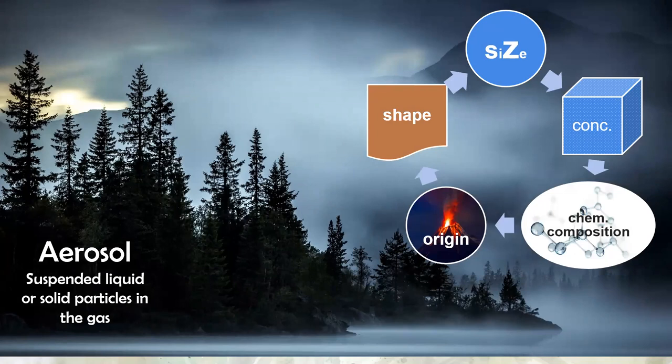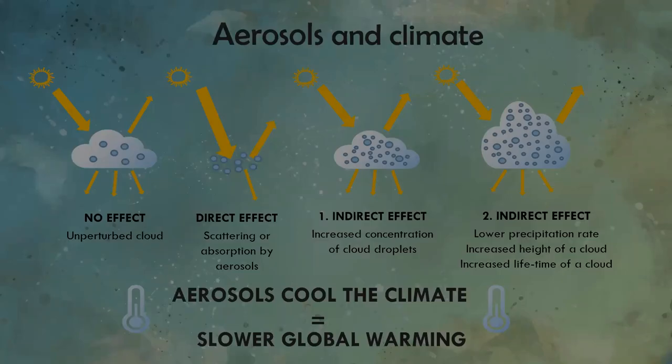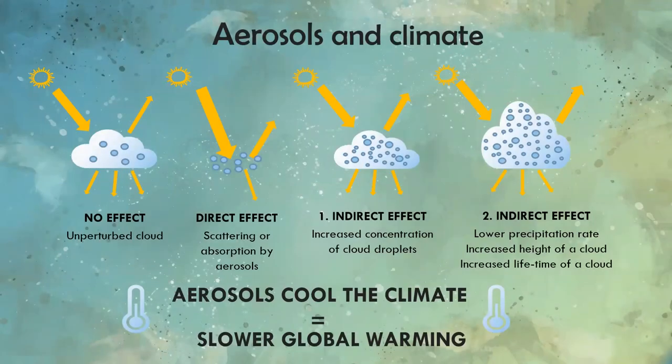If I remember correctly, last year I asked you if you know what aerosols are, so I assume you already know. Aerosols are suspended liquid or solid particles in the gas, which can have a variety of properties. Just look at the size: we are talking about 5 to 6 orders of magnitude. Aerosols can have different shape, origin, chemical composition, and concentration. All of these factors mixed together can result in very specific and unique properties for living organisms, but also for the environment itself. Today we'll be talking about aerosols and their effect on climate.